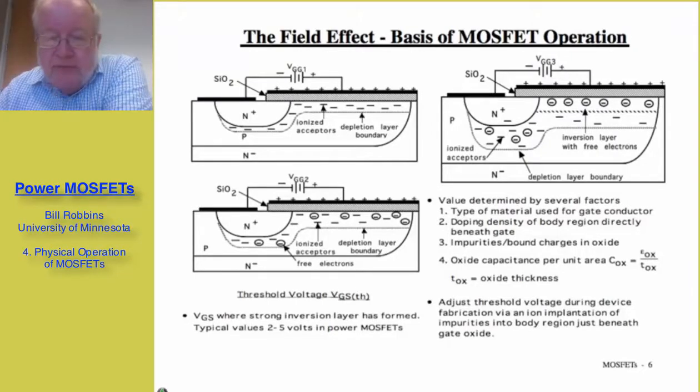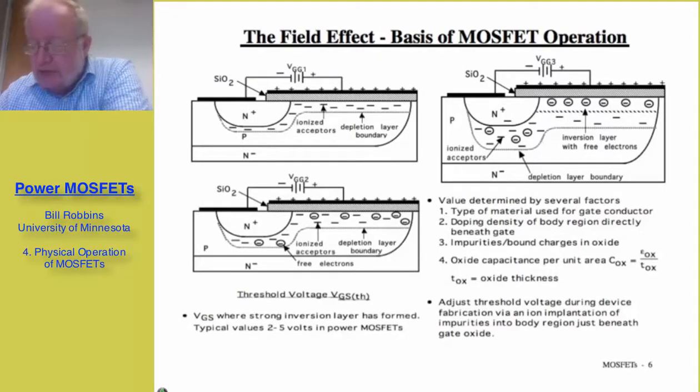From a naive viewpoint, one knows that in order to have current go from drain to source, we have to somehow make the body region look like it's N-type, at least a portion of it. So we have a complete path from drain to source through the body region that looks like N-type material. Well, that's what the function of the gate is.